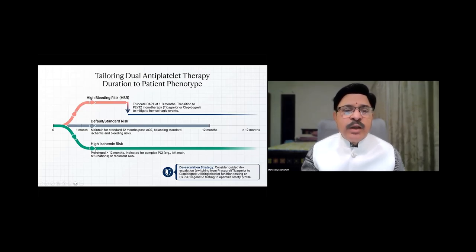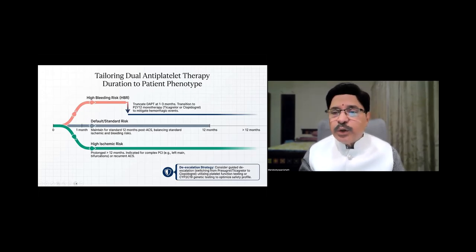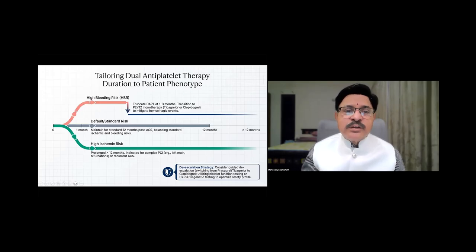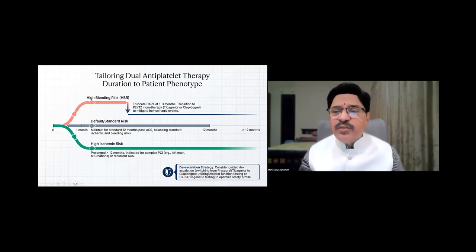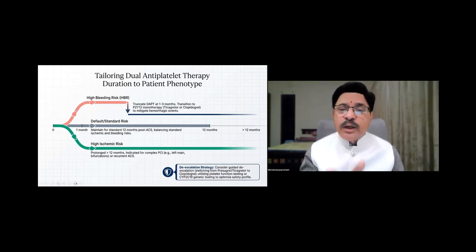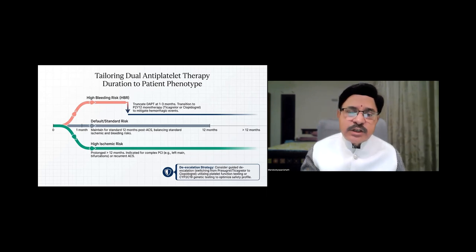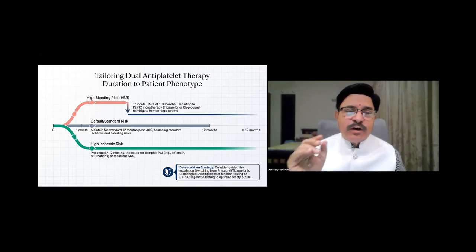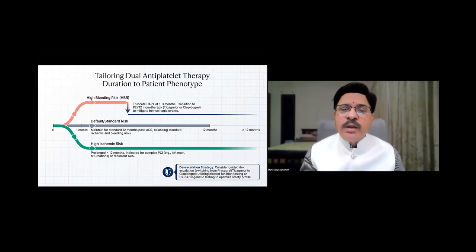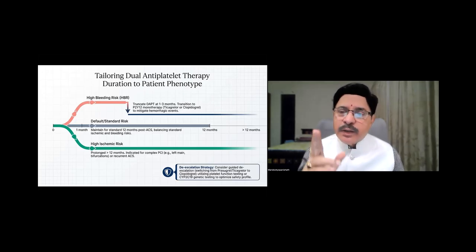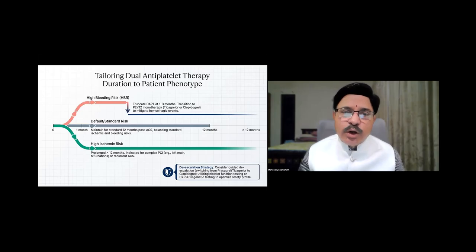Suppose somebody has no high bleeding risk but high ischemic risk: continue beyond 1 year, both the drugs. Suppose in between, standard risk: give for 1 year, reassess, and if necessary, continue. How long should I give the DAPT, double antiplatelet therapy? High bleeding risk, 1 to 3 months. No bleeding risk, high ischemic risk, more than 1 year, like left main disease or recurrent ACS. People in the intermediate category, 1 year you give double antiplatelet therapy and then reassess and decide whether you continue.